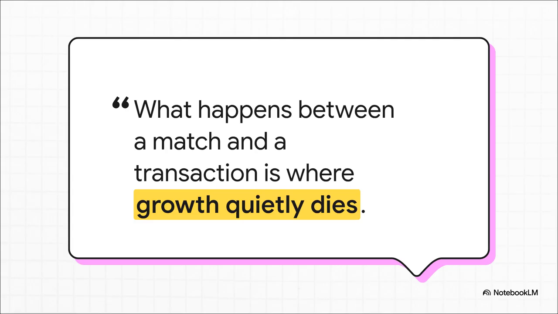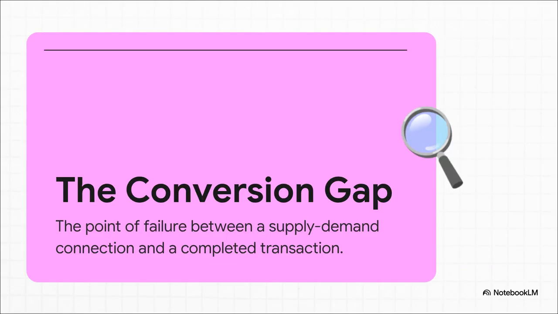It's this invisible space right in the middle where the true friction lives. We call this invisible space the conversion gap. By definition, it's that frustrating point of failure between a supply-demand connection and a fully completed transaction. And let me be absolutely clear here. Every single marketplace has one, no exceptions. Fixing this gap is arguably one of the highest leverage investments a platform can possibly make.